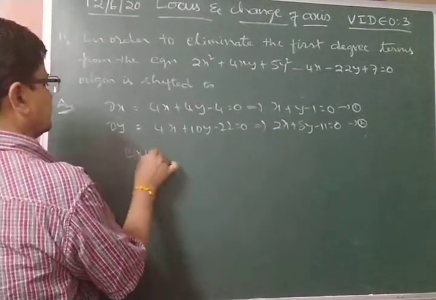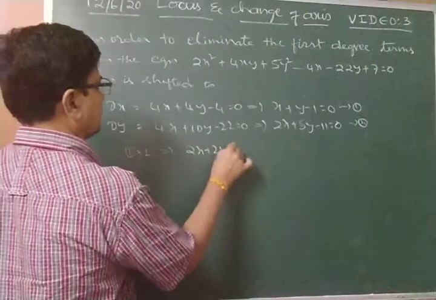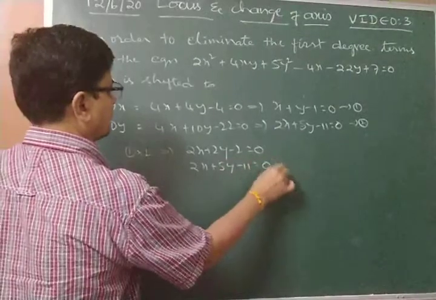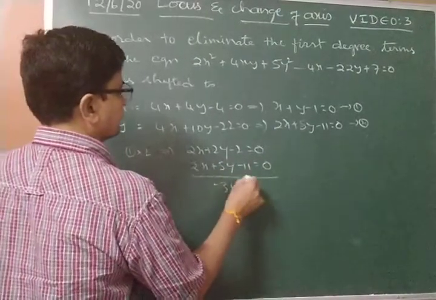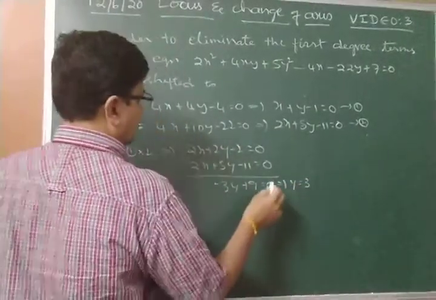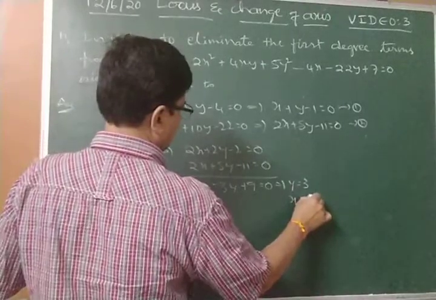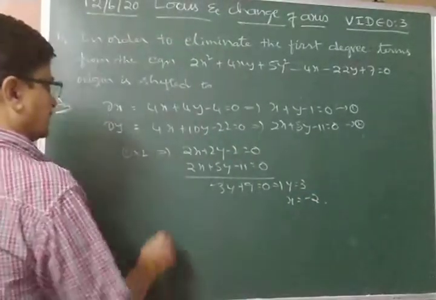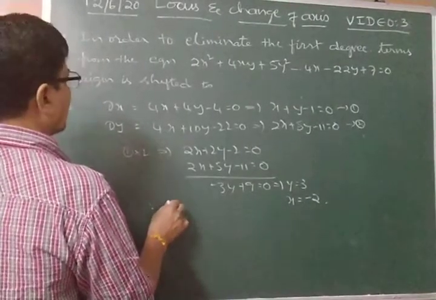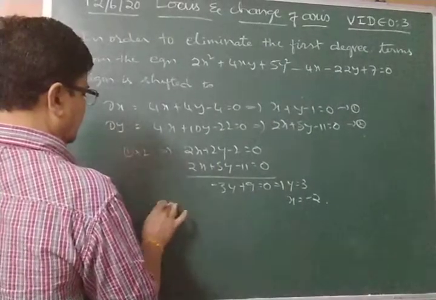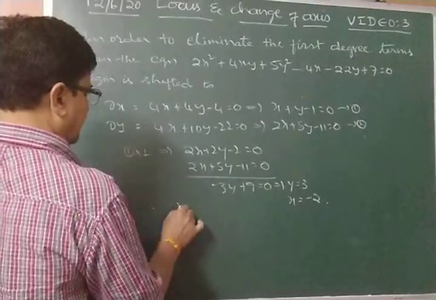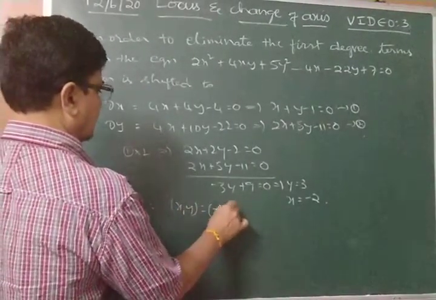1 into 2 implies 2x plus 2y minus 2 is equal to 0, and 2x plus 5y minus 11 is equal to 0. Subtracting, minus 3y plus 9 is equal to 0. y is equal to 3. When y is equal to 3, x is equal to minus 2. So therefore the shifted point h comma k, that is x comma y, is minus 2 comma 3.